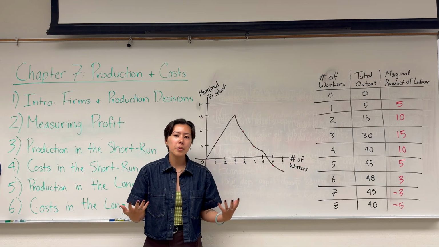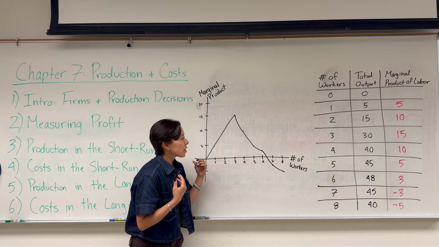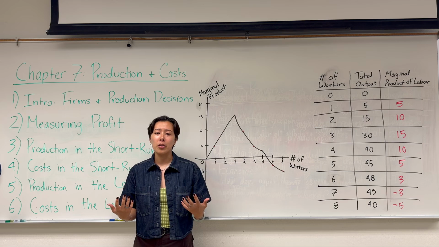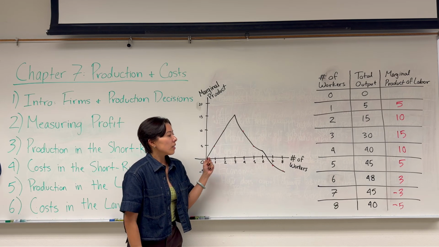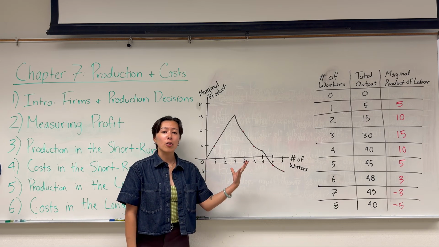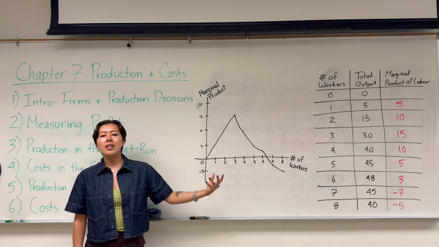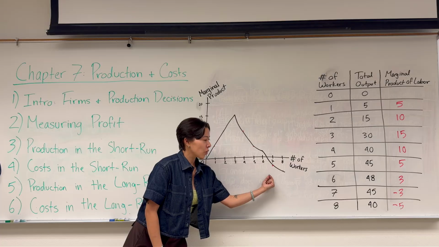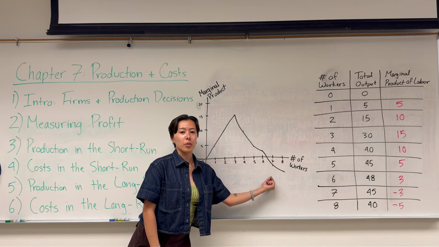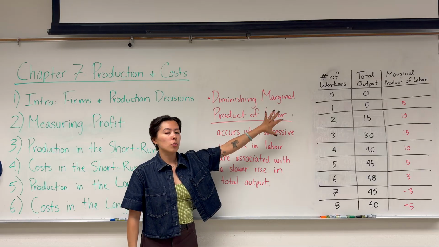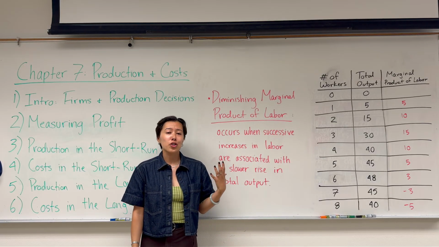And so as a business owner, we only want to hire workers that are going to add to our productivity. So the rule here is that we're going to hire workers if the marginal product of labor is positive, and we're going to stop hiring as soon as we get to the edge, right before the marginal product of labor becomes negative.